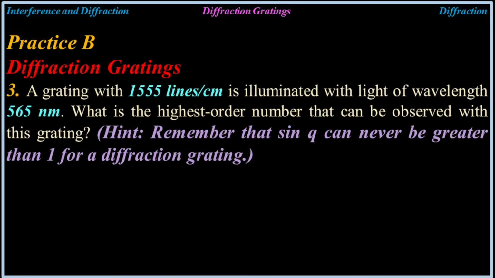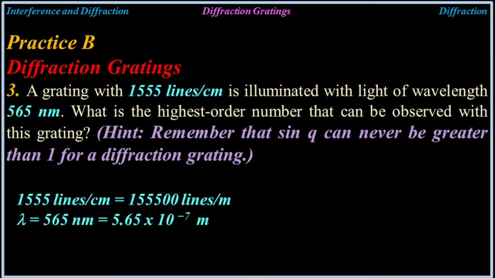A grating with 1,555 lines per centimeter, make sure you correct that to meters, is illuminated by light of wavelength 568 nanometers. What is the highest order number that can be observed with this grating? Hint, remember that the sine theta can never be greater than 1 for a diffraction grating. All right, so that's per meter. That's theta.